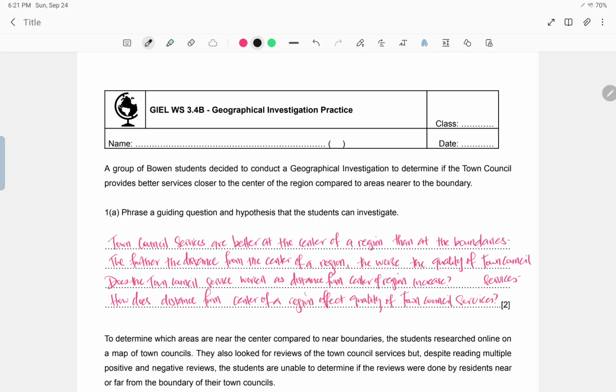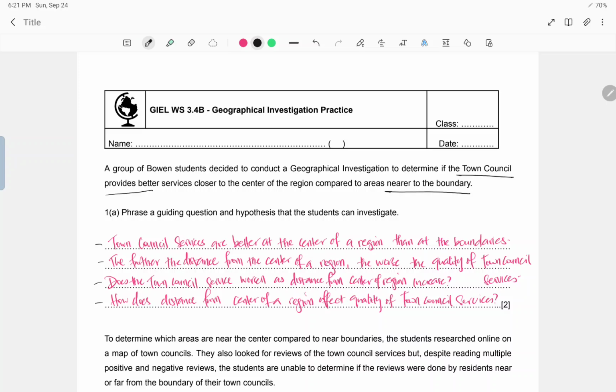Okay, so let's start off with the first question. You see, I already pre-populated 4 responses here. If you take a look at this question, the students want to investigate if the distance from the center, near the town council, is better or worse quality of services compared to nearer to the boundary. So the story is already there. Simply put, the variables are also clear. Distance from the center or distance from the town council or distance from the boundary, and the quality of the service.